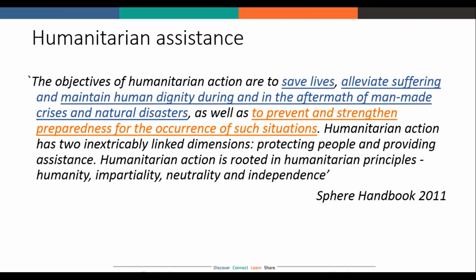So for humanitarian assistance, the objectives of humanitarian action, as many of you know, are considered both to be to do with responding to disasters, so alleviating the difficulties and maintaining human dignity during and in the aftermath of man-made crises and natural disasters. But also there's an element of prevention and strengthening preparedness. And this is true for social protection as well. So next slide, please.